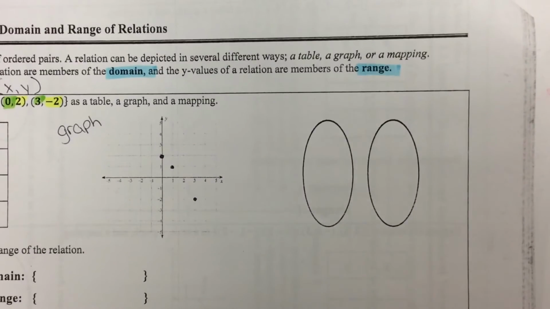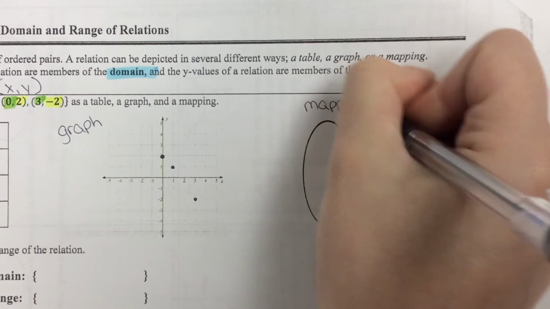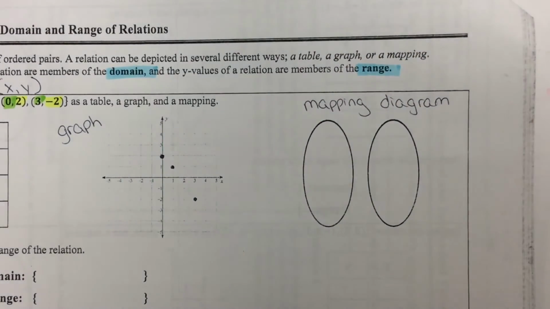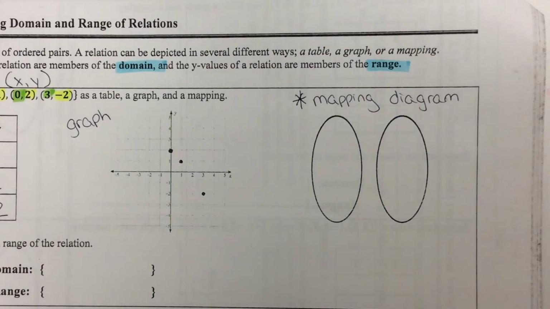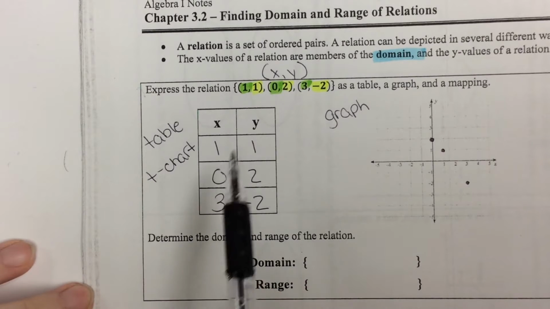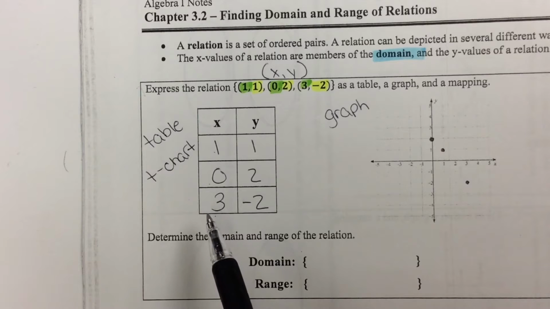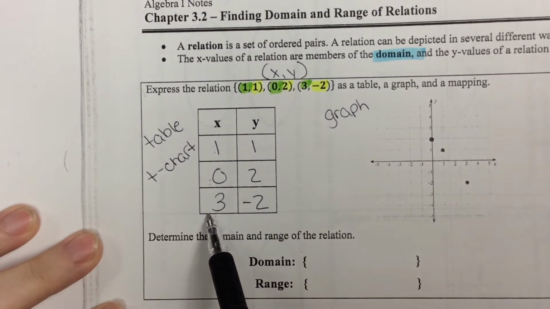Now let's go over to the thing that might be new. This is a mapping diagram. The specific thing that you need to pay attention to when you're doing a mapping diagram is that now your x values need to go in order. If you look back at our table, we had our x values not in numerical order. So when you're putting them on a mapping diagram, they do need to go in order. Order does matter. So 0 should come first, then 1, then 3.